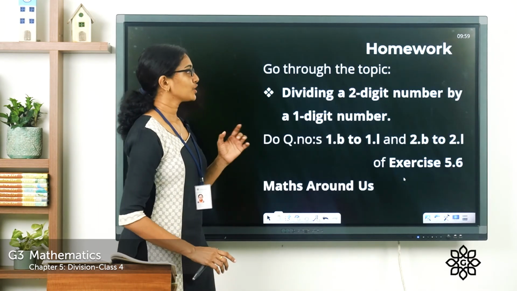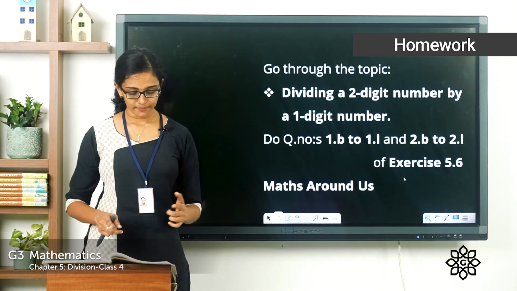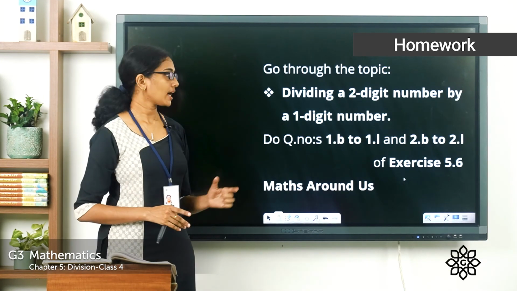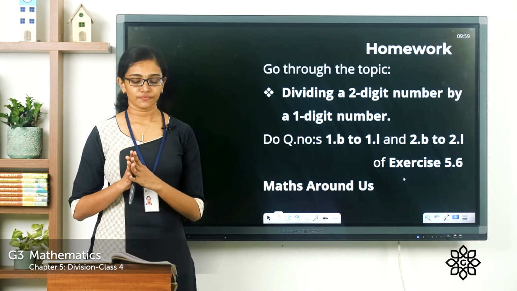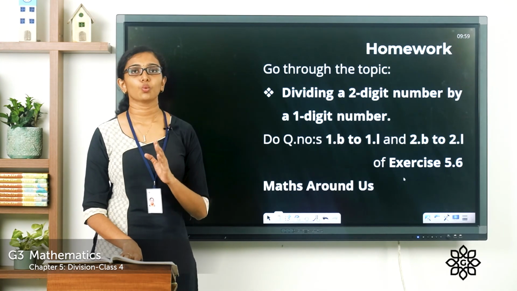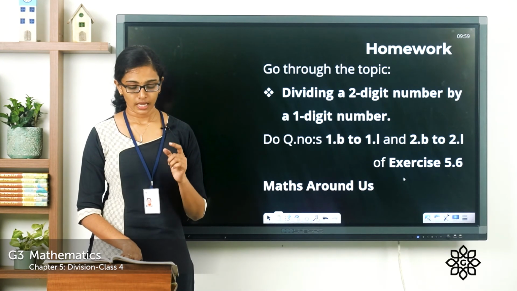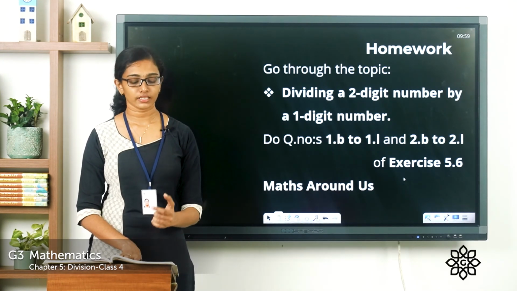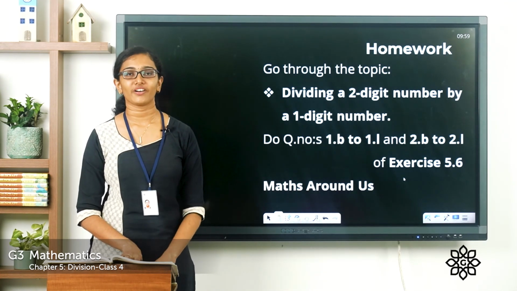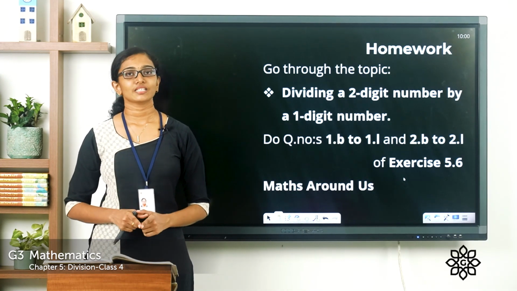Now, you can go through the topic dividing a 2-digit number by a 1-digit number on pages 72 and 73 of your textbook. Once you are done with that, please move on to exercise 5.6, and you have to complete questions 1b to 1l and 2b to 2l in your notebook. And also, right below that exercise, you can see the heading Maths Around Us. Please go through that as well and do accordingly. And once you are done with the activities, please take a picture and send it to us through Teams.